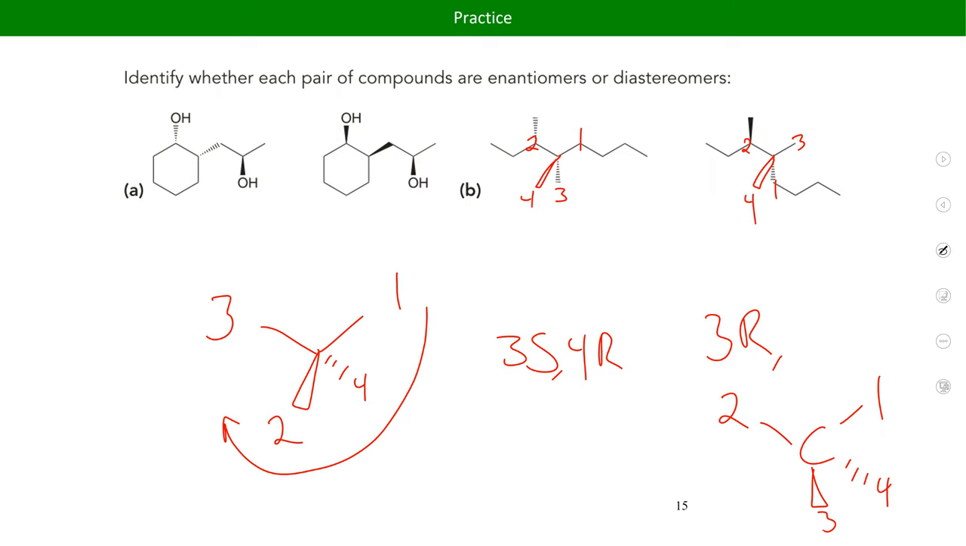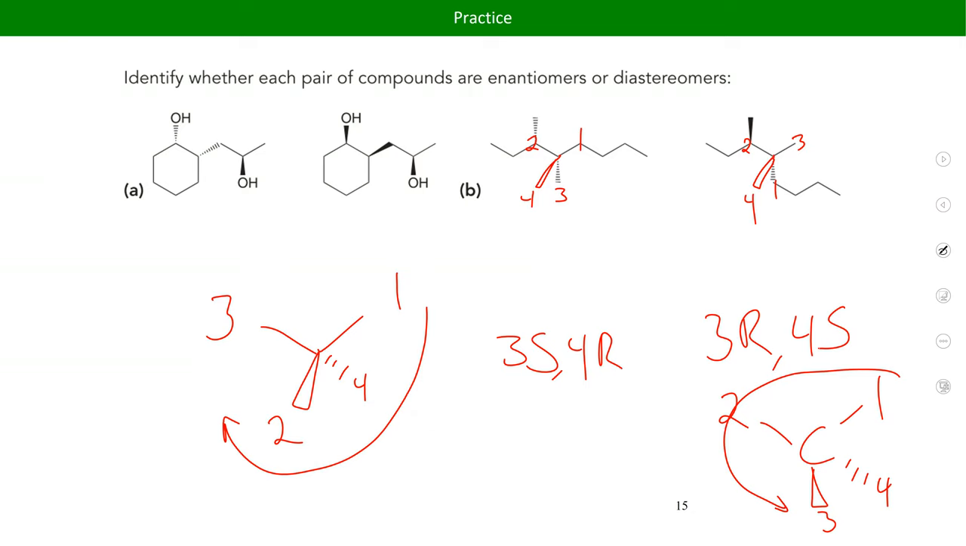So it did switch, right? It's one to two to three. Now it's counterclockwise, so that's S. So 3S4R, 3R4S. We flipped both of them, so enantiomer.